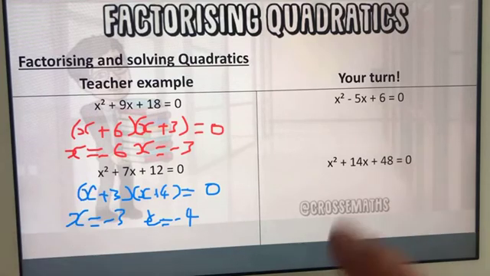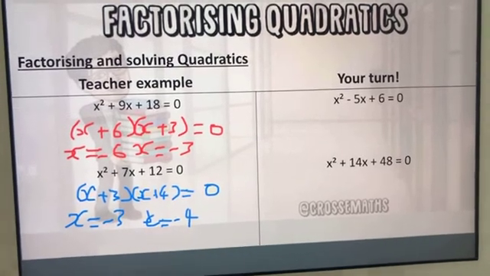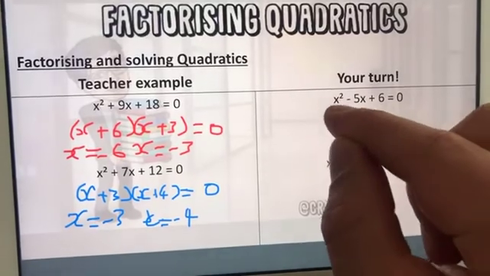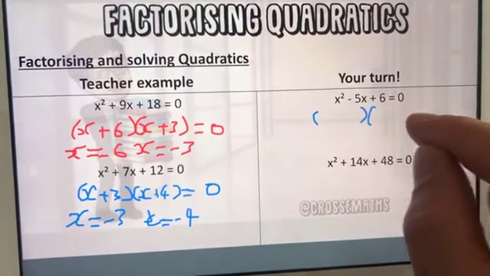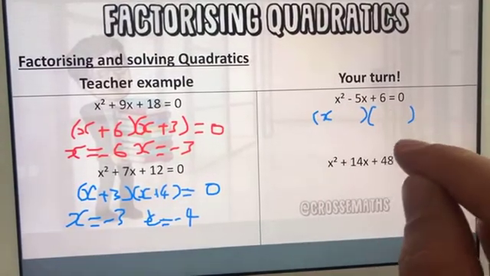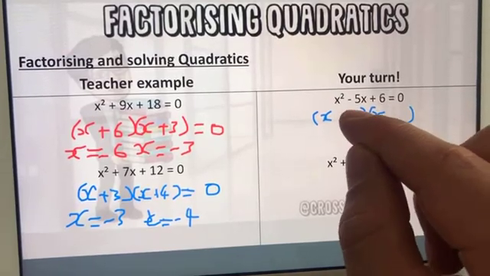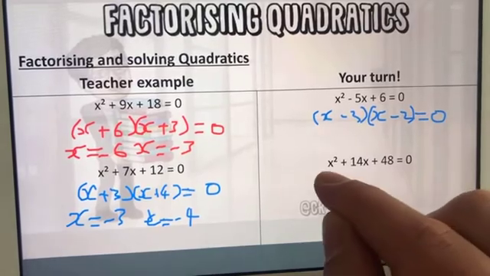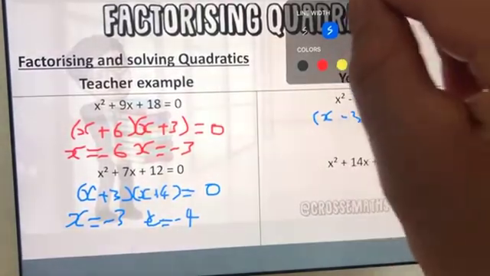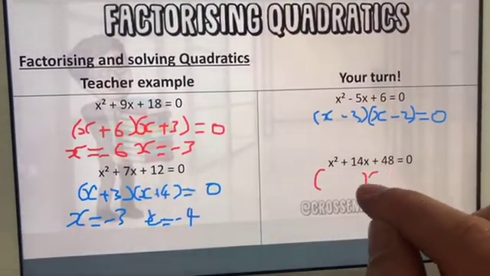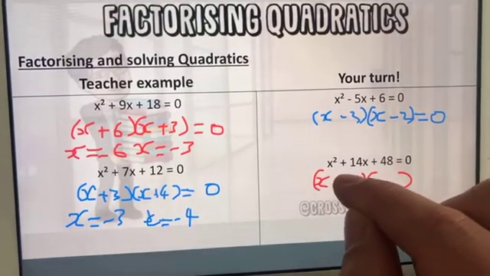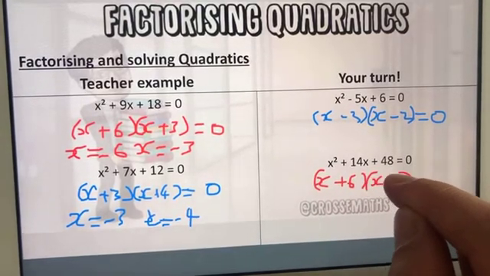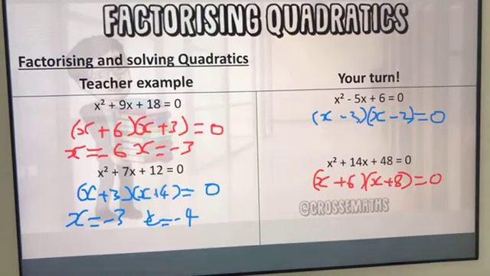Right, guys, have a go at the ones on the right-hand side. I'm only giving you 30 seconds or so. I will fill in the bits that we wrote down earlier on. So it'll be x minus 3, x minus 2 equals 0, and then x plus 6, x plus 8 equals 0. Have a go at solving those for me, please.